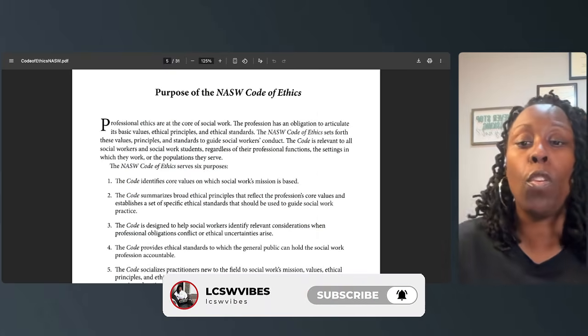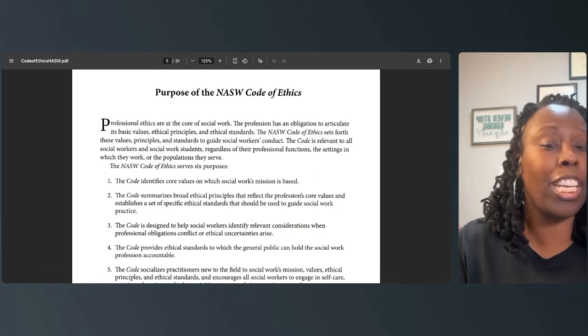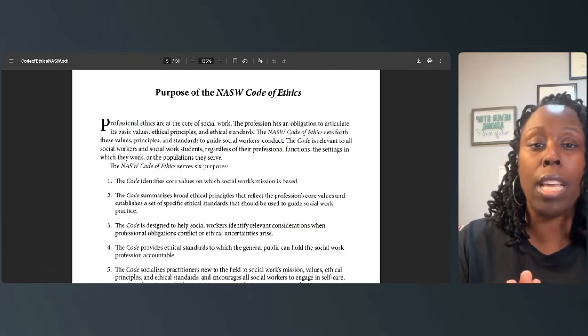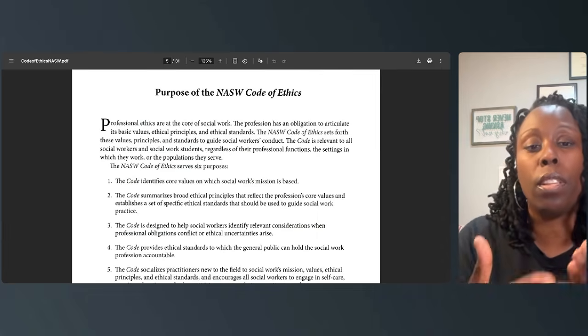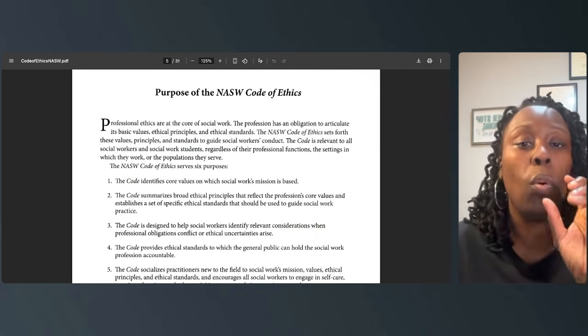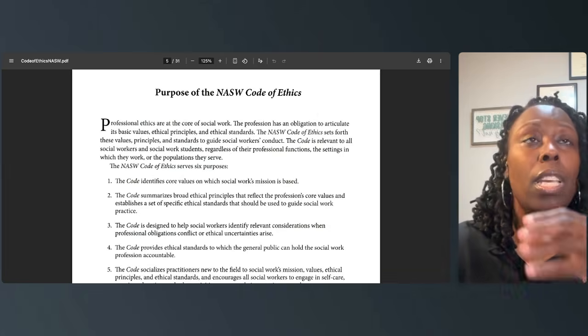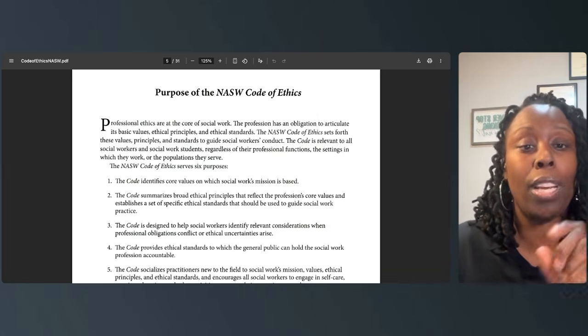And it doesn't matter if you work in hospice, if you work in education, if you work in a jail setting, if you work in other institutions, you still have to adhere to this code of ethics. That is basically what the purpose of this code of ethics is and what it's letting us know that we have to do and have to adhere to.